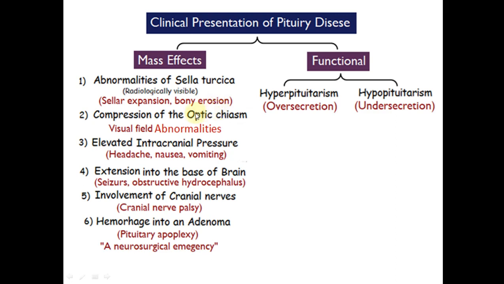The optic chiasm is lying very close to the pituitary gland, and if the tumor becomes enlarged and causes compression or pressure over the optic chiasm, it may lead to visual field abnormalities like bilateral temporal hemianopia or tunnel vision.